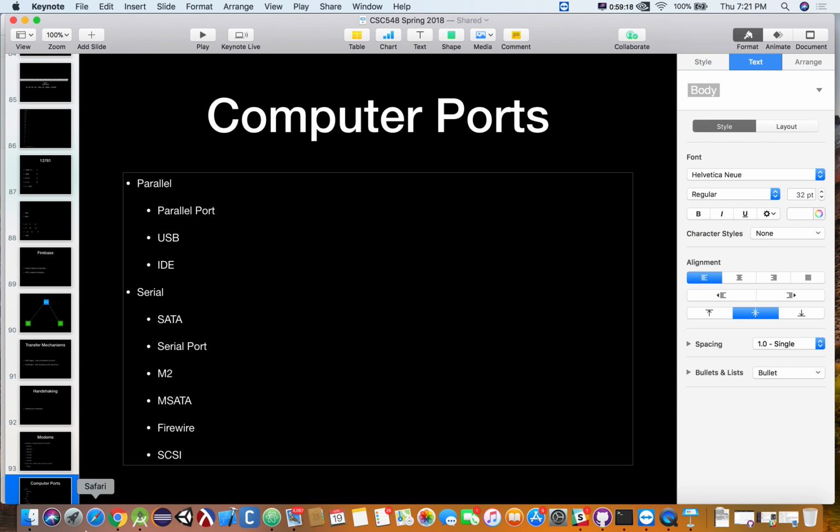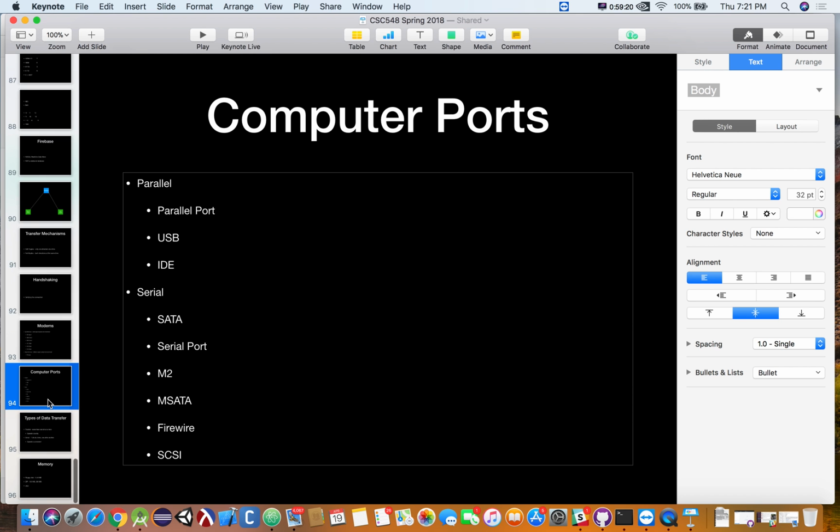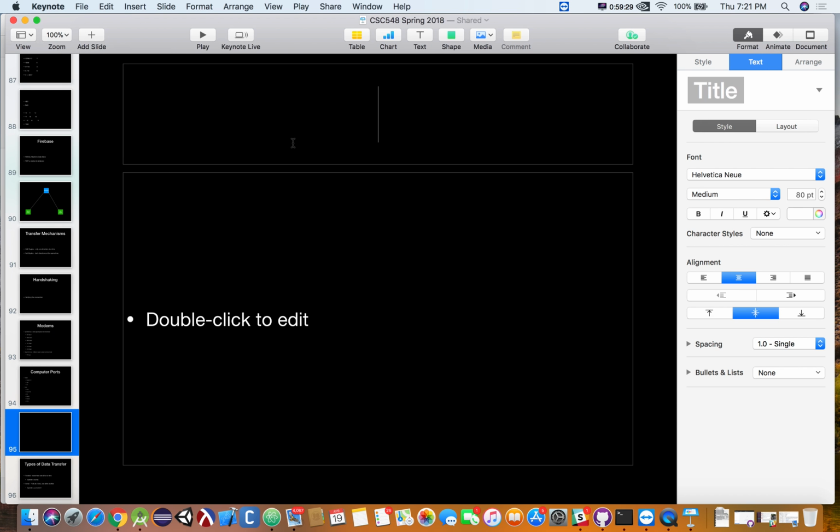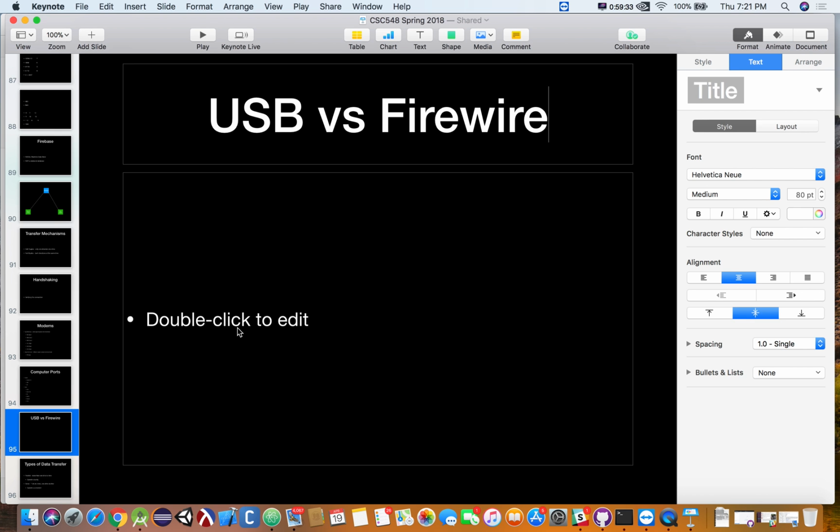Okay, so just for a moment, to keep things in our world right now, let's talk about USB versus FireWire.